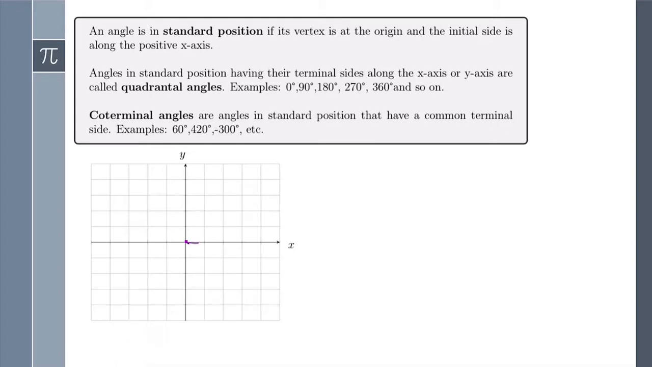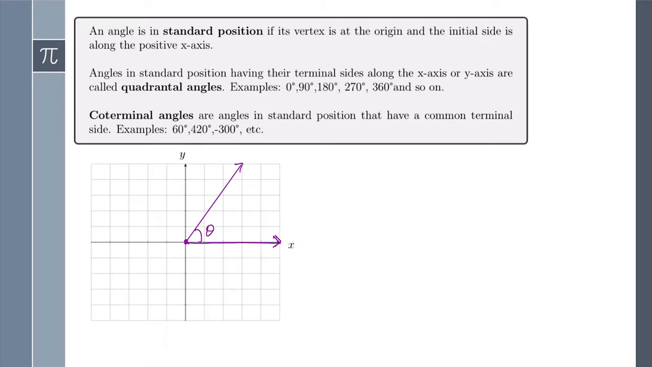is along the positive x-axis. So, for example, let's say this angle theta is in the standard position because the vertex is at the origin and the initial side is along the positive x-axis, okay.